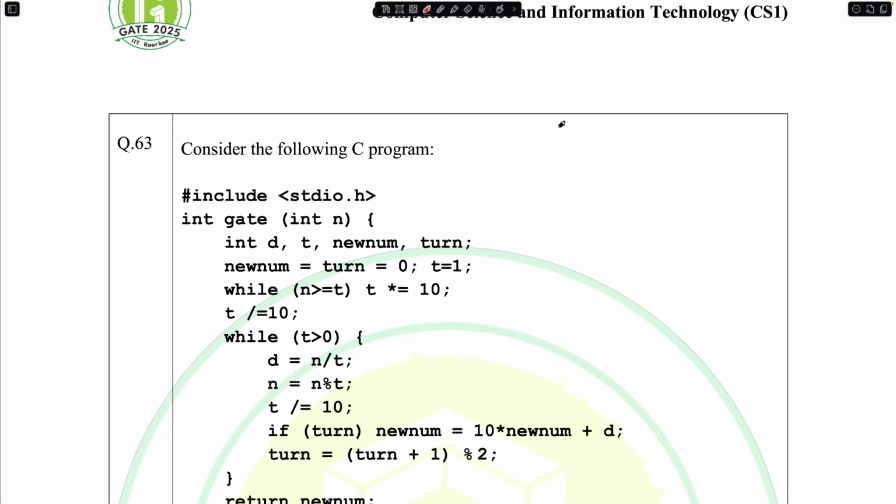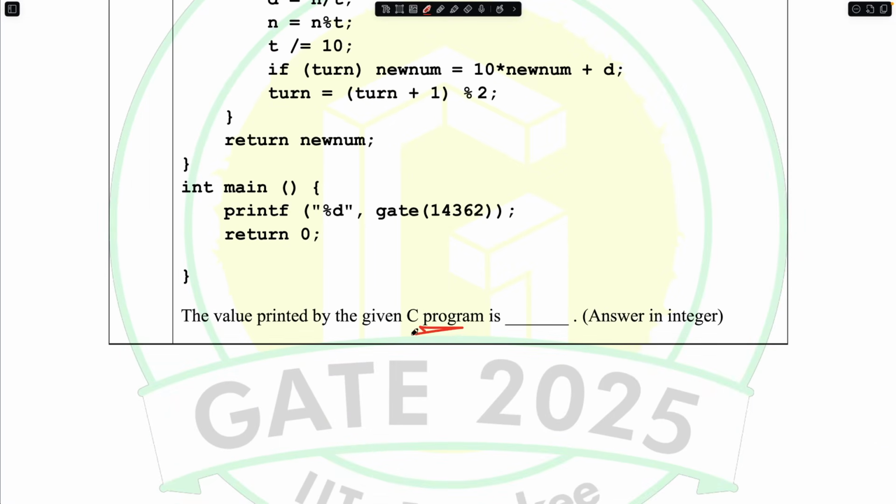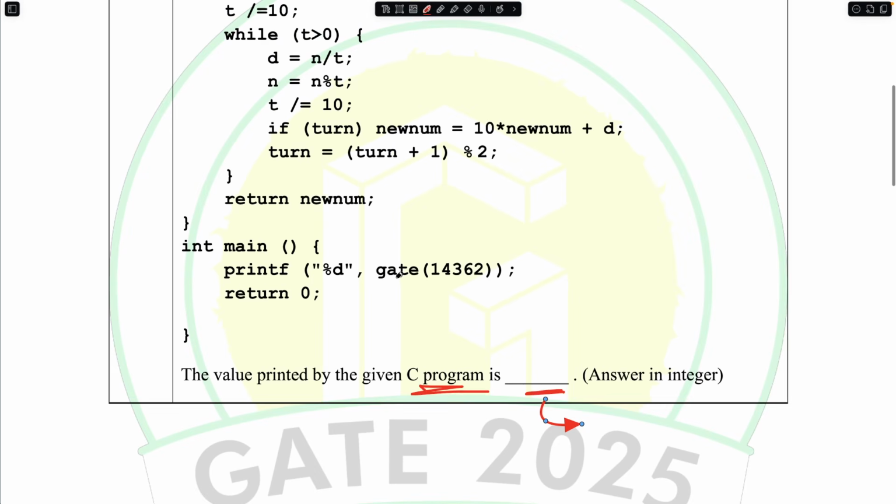Okay, so let's solve this question. It is a C program that is given over here and we have to consider it, right? And the value printed by the C program is being asked, and this is a NAT type question. It would not have any negative marking, so do attempt, right? And now with that being present, this main function is where the control is going to start.